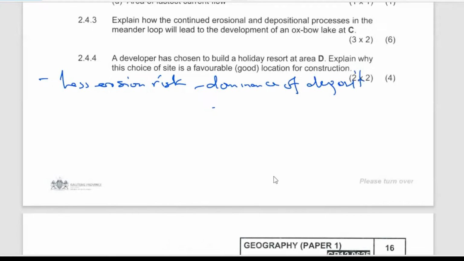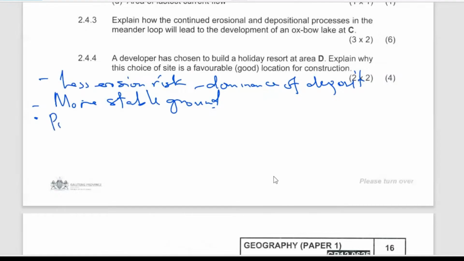Number one reason, we can say there's less erosion risk. We know well that on the inner bend, there's deposition taking place there. So, because there is dominance of deposition, it's a stable place. Because there's less erosion risk, the area is less likely to be eroded because there's dominance of deposition. And also, it's a more stable ground. Because of continued deposition, the area becomes more stable. It's a stabilized area because of the deposition that happens.